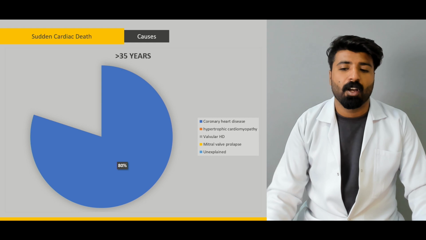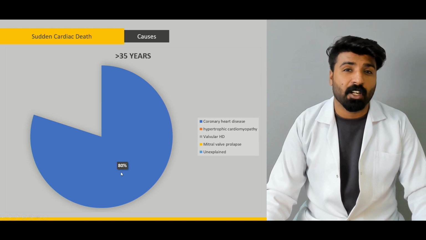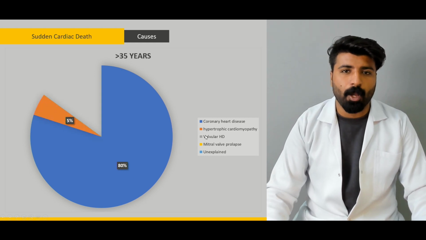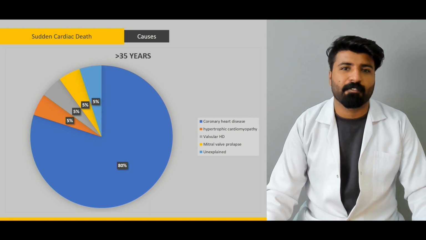In this graph, coronary heart disease makes up 80% of sudden cardiac deaths. 5% goes for hypertrophic cardiomyopathy, 5% goes for valvular heart diseases, 5% for mitral valve prolapse, and unexplained are 5%.